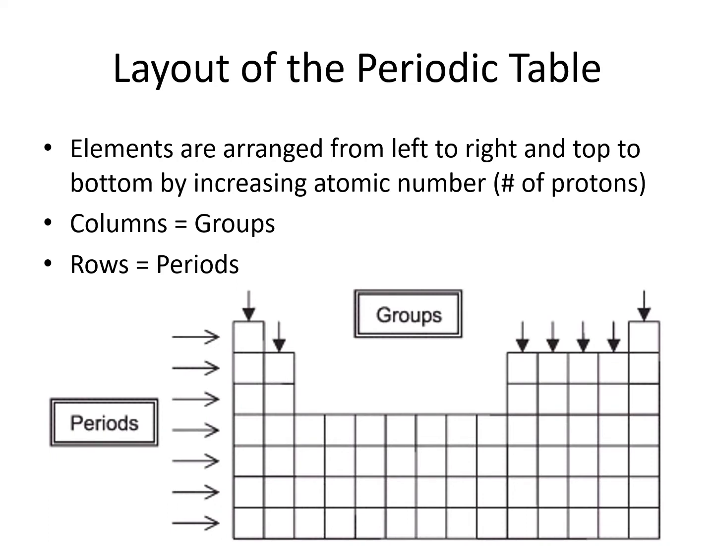The atomic number increases on the periodic table as you go left to right and top to bottom, just like reading a book. The columns on the periodic table are called groups, and they separate the elements by reactivities and properties. The rows on the periodic table are called periods.